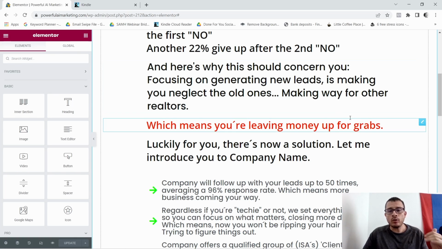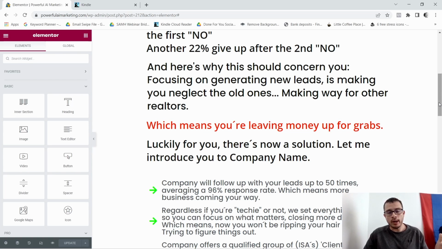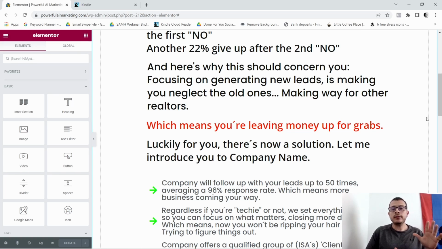So focusing on generating new leads, which most realtors are focused on, is making you neglect the old ones, right? Making way for other realtors. If you're not taking care of the old leads, if you're not following up with them, because a lot of times they might be in the market for a new home, or they might be looking to sell the home that you already sold to them, right?